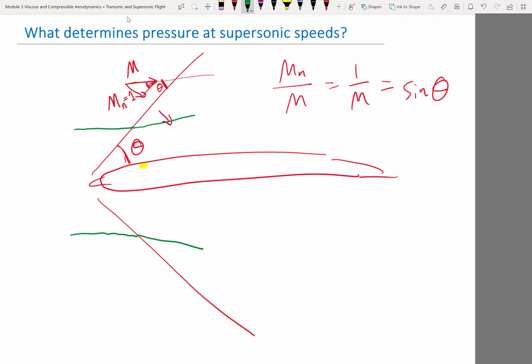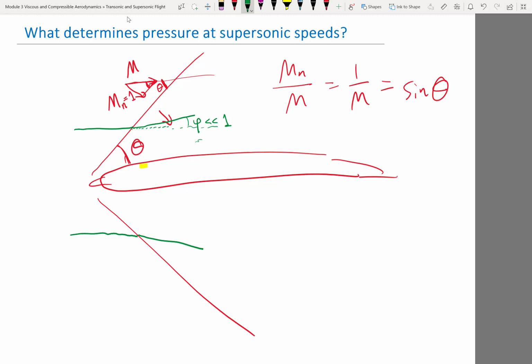Again, assuming this angle, let's say phi is going to be much smaller than 1 because the shock is very weak. How can we relate the angle to the change in velocity? That's a purely geometric question, right?